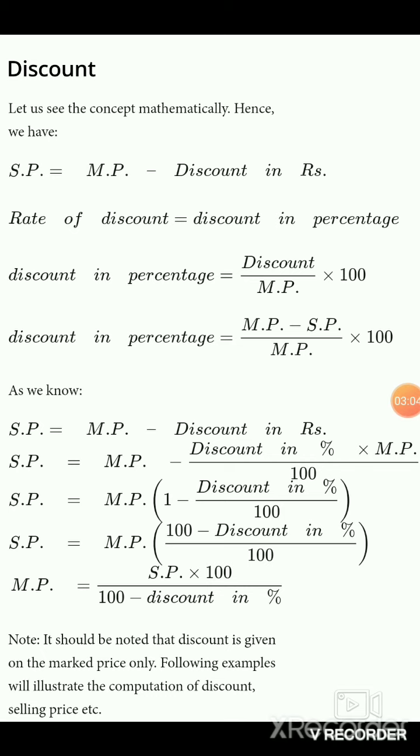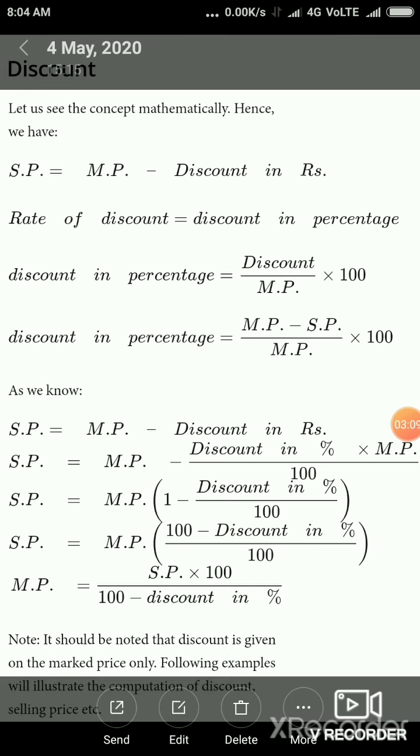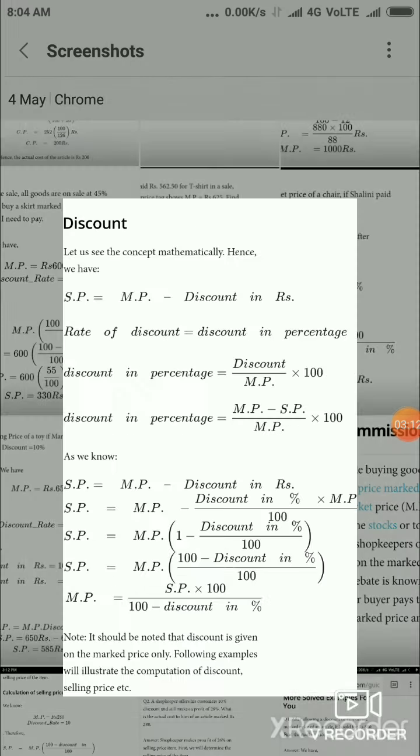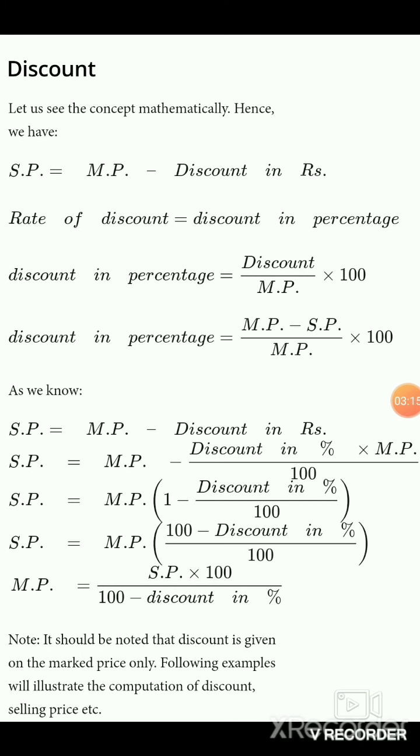Next term, rate of discount, or you can say discount in percentage. Discount in percentage means you have to calculate the discount percent, like profit percent, like loss percent. Discount by MP into 100, as loss percentage or profit percent depends upon the CP. Similarly, discount depends on the MP, so we will deal with MP. Discount by MP multiplied by 100. This is the discount percentage.